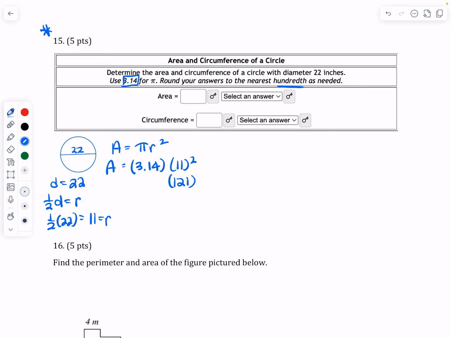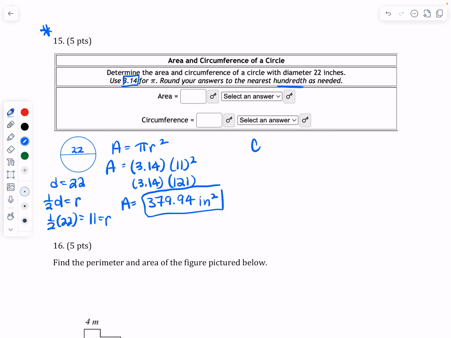Now I'm going to multiply that by 3.14, and I get 379.94. Okay, and that is in inches squared. So that's the area of the circle.